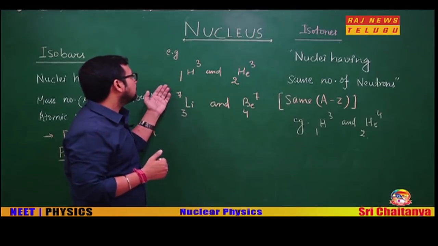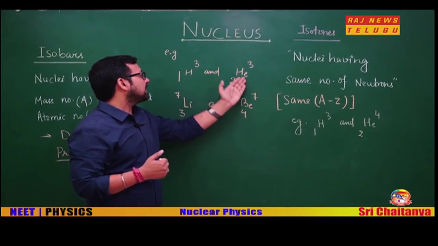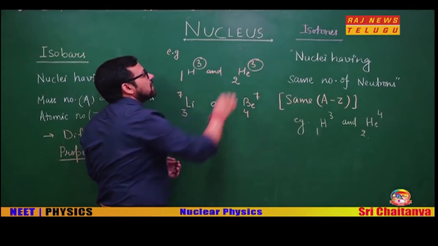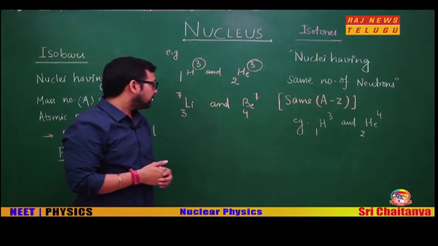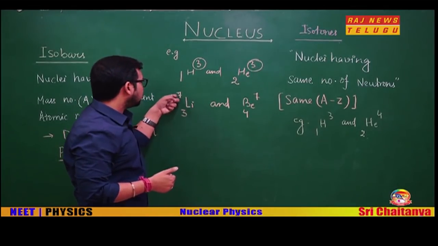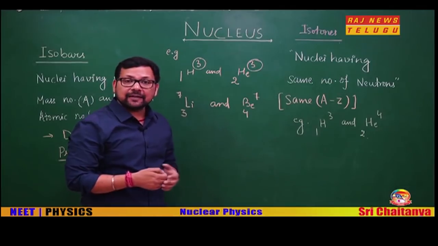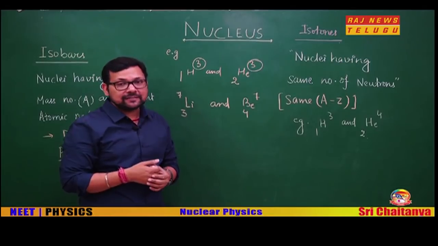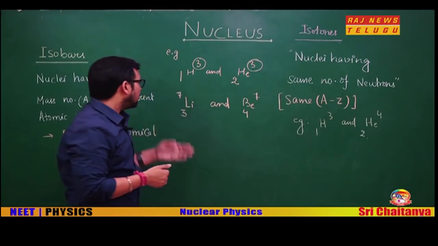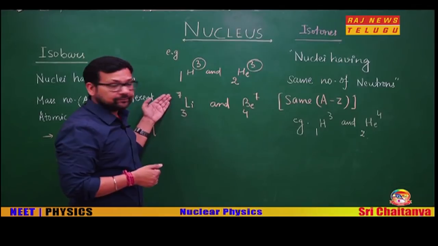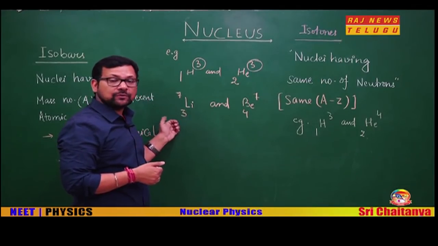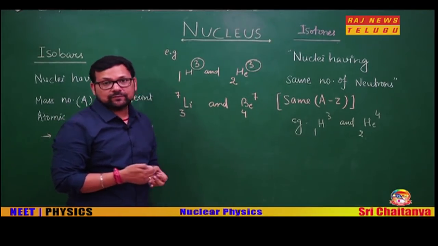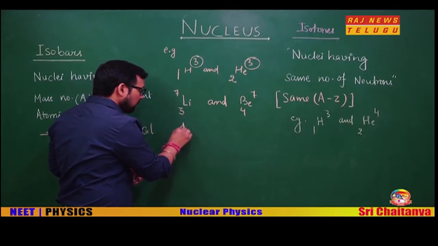See some examples: H-3 and He-3. You can see at the top the mass numbers are the same. Lithium 7, beryllium 7, again at the top the mass number 7 is the same. But one interesting thing you can see in this example: A is 7, Z, that is number of protons, is 3. What is the number of neutrons? It's 4. We can say 4 neutrons.